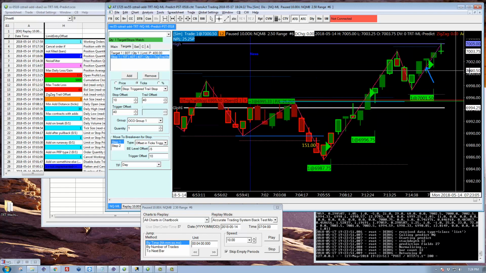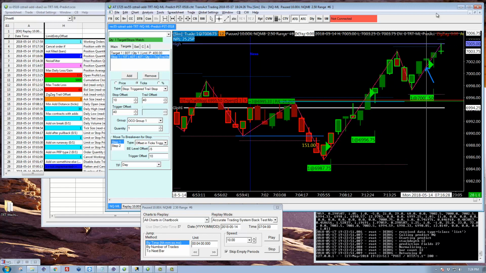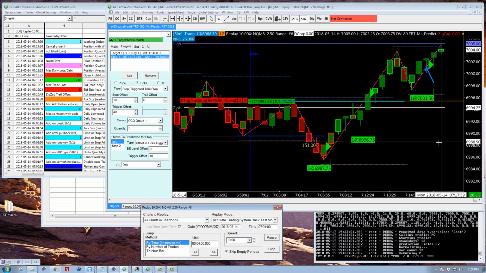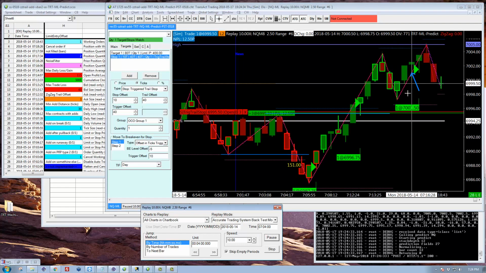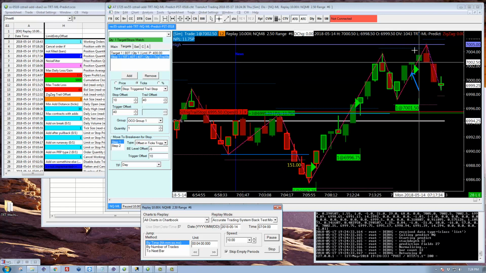Okay, now let's see how it works out though. It may not be better, because the market may not hit that target. So let's watch and see what happens. It's going to depend on how much the market moves, how wild it is.